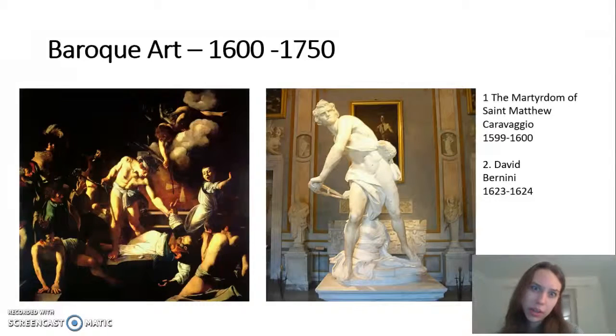Next came Baroque art in 1600 to 1750. Baroque art took the realistic painting style and depth and added emotional intensity and movement. Baroque pieces will often display a moment in time as opposed to someone standing.